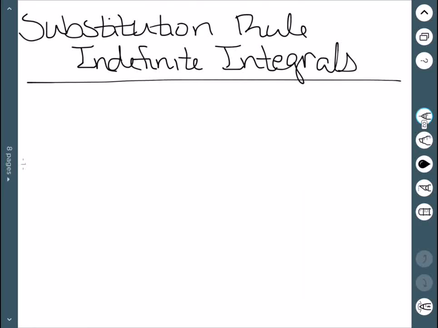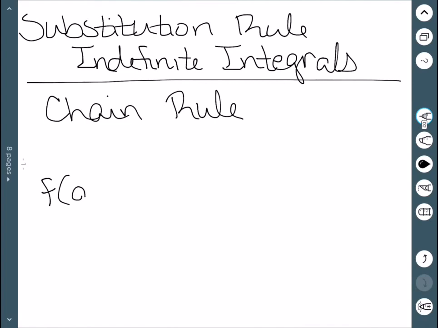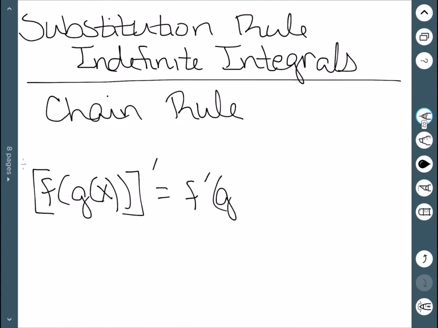We're going to look at the substitution rule, in particular for indefinite integrals. So we're going to start with some review of the chain rule. The chain rule states that the derivative of f of g of x is f prime of g of x times g prime of x. And so the idea for the substitution rule is to go backwards from this.